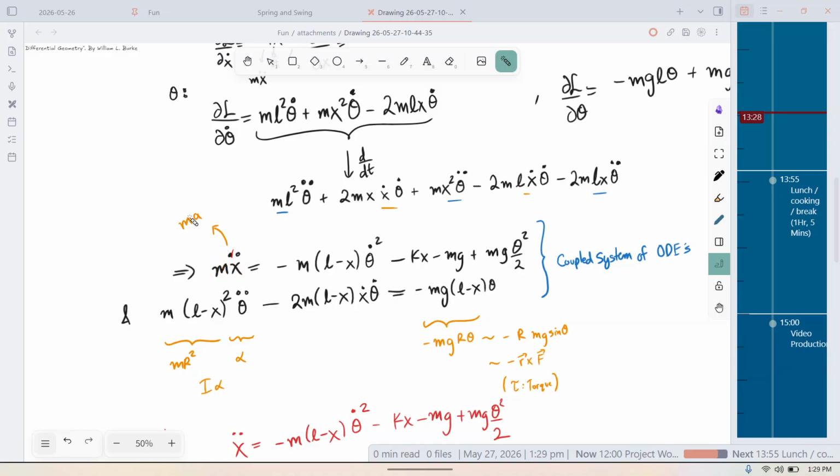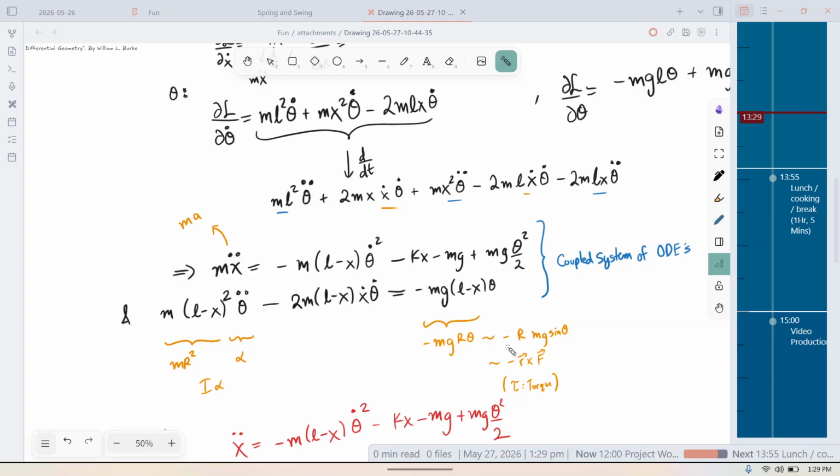X double dot is just acceleration, so this is saying ma equals to something, and that something you would know from Newton's laws is a force. Now, this is sort of a generalized force. You may know that this is minus kx, ma equals minus kx, that's just your Hooke's law.